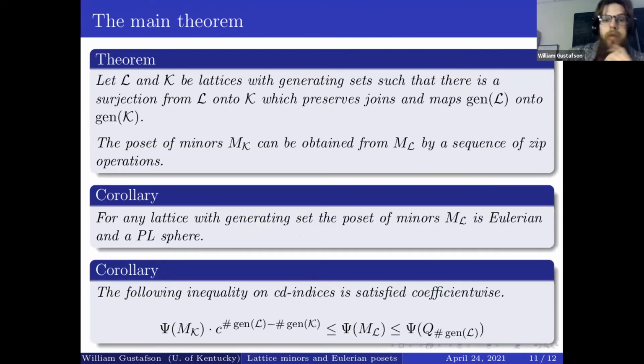All right. So the setup for this construction is we have 2 lattices, L and K, with specified generating sets. And we have a join preserving surjection from L onto K. And then this descends to a surjection from the generators of L onto the generators of K. And with that set up, the poset of minors of K can be obtained from the poset of minors of L by a sequence of something called zip operations. This is the zip operation introduced by Nathan Reading.